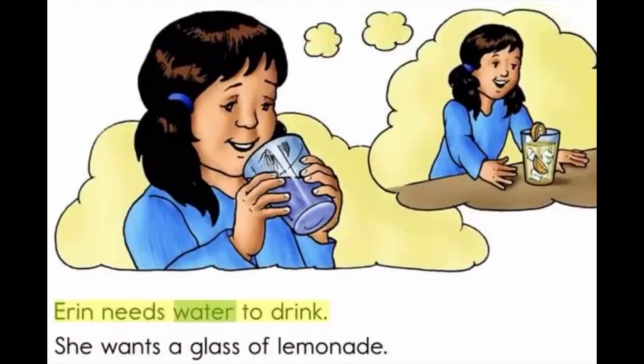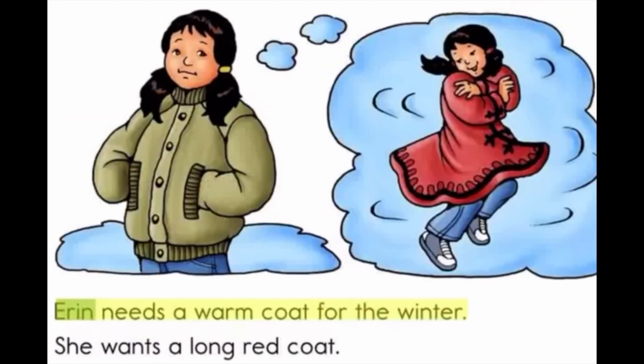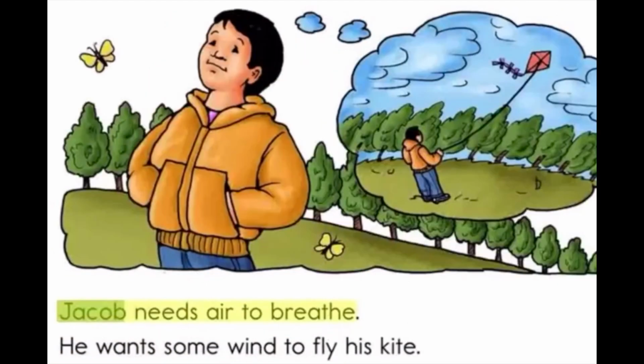Erin needs water to drink. She wants a glass of lemonade. Jacob needs food to eat. He wants pasta for dinner. Erin needs a warm coat for the winter. She wants a long red coat. Jacob needs air to breathe. He wants some wind to fly his kite.